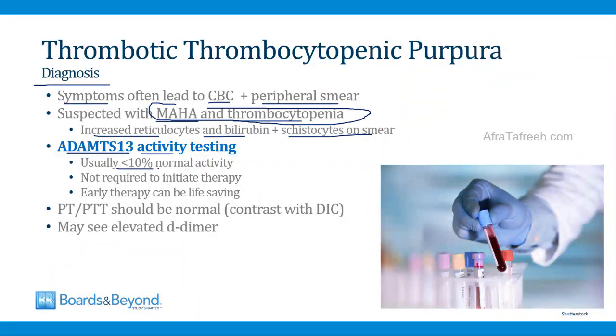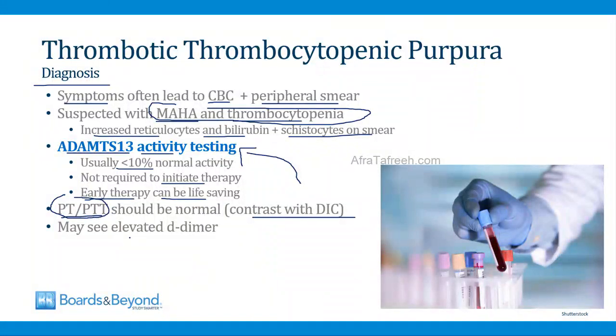Now importantly, you don't have to wait for the ADAMTS13 activity level test to come back to initiate therapy. We'll talk about this in a minute, but early therapy can be life-saving, so you don't want to delay therapy while you're waiting for this testing to come back from the lab. The coagulation times like the PT and PTT should be normal, and this is in contrast to DIC, which we'll talk about later. In DIC, the PT and PTT are elevated. And then finally, you can see an elevated D-dimer. The D-dimer indicates thrombus formation and breakdown, and so it can be elevated because of the microangiopathic hemolytic anemia.